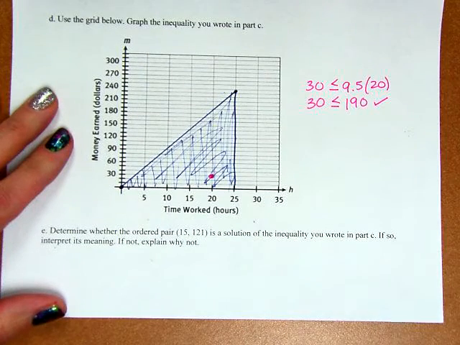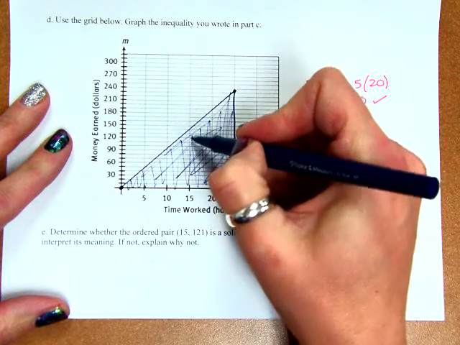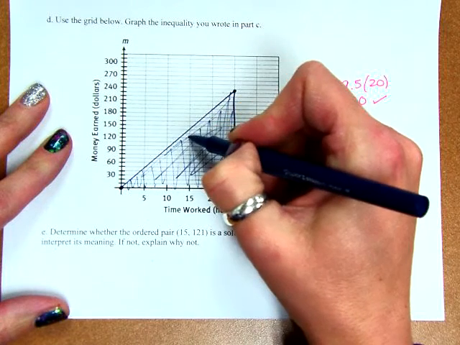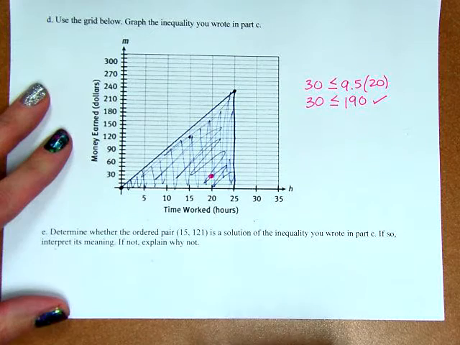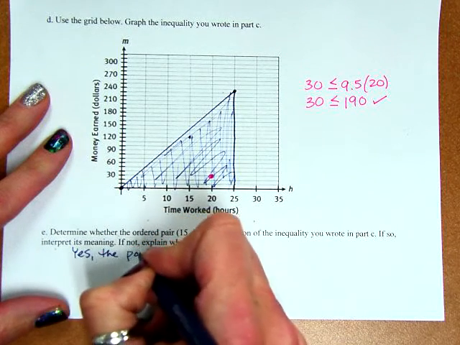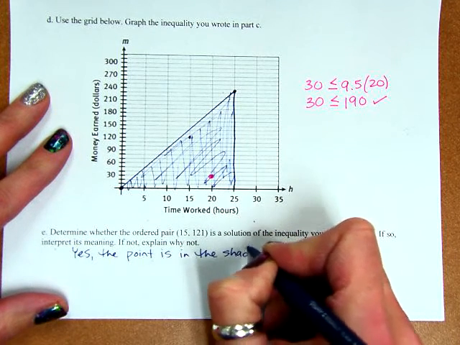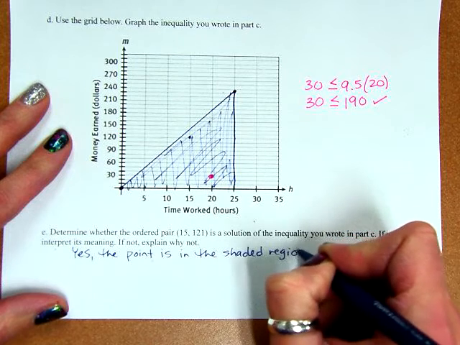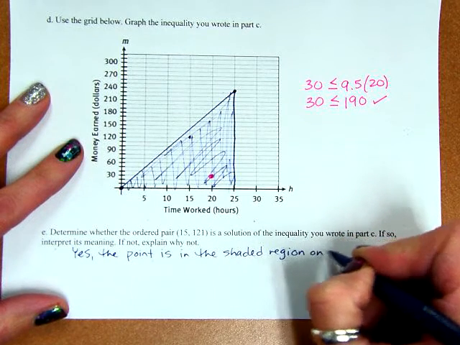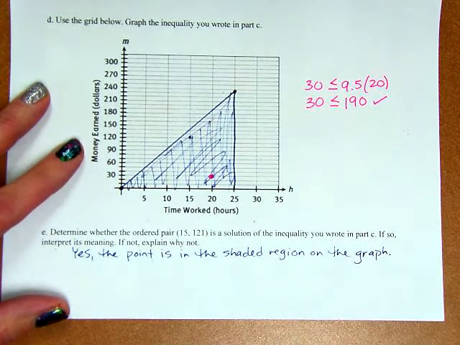Part E says determine whether the ordered pair (15, 121) is a solution of the inequality you wrote in Part C. All right, so let's look at 15 and go up to 121. 120 is right here. So yes, for my graph, the point is in the shaded region on the graph. So that's one way we could do it.